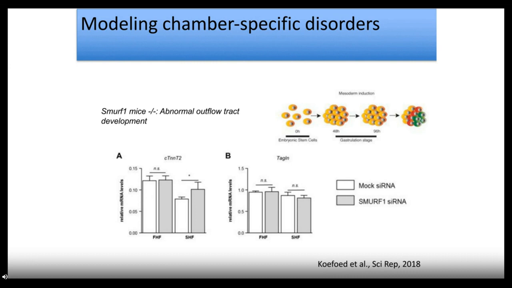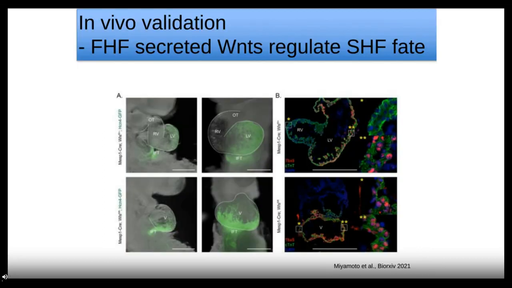We see that when we delete SMERF1 in this system, it only affects the cardiomyogenesis in the second heart field, but not the first heart field. So again, this validates this whole system and really excited us, because it has given us a tool to study these chamber-specific events in a pluripotent stem cell system.